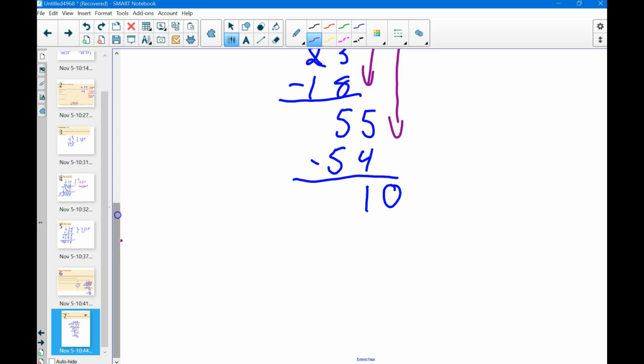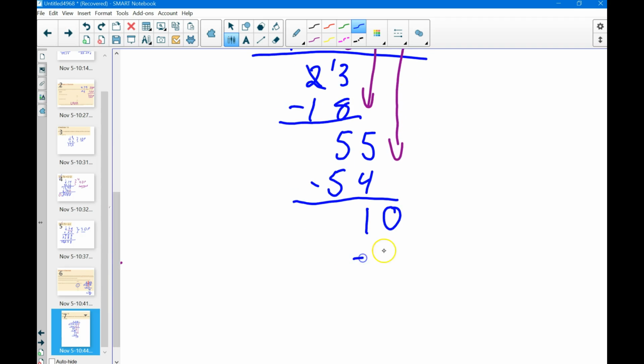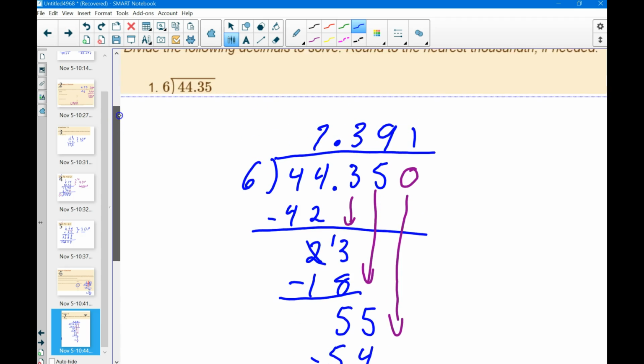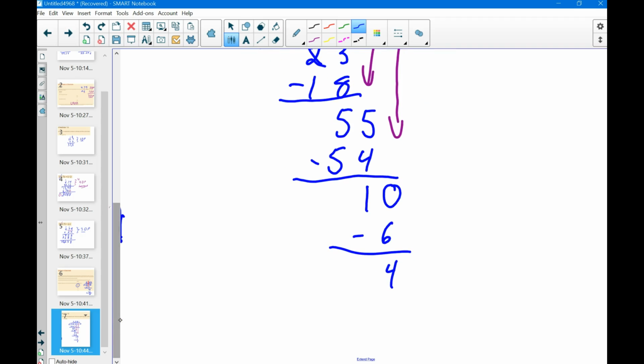6 goes into 10 once. 1, and 10 minus 6 gives us 4. Okay, do the same thing again. We put another 0 up here and we keep on going. And the 0 pops down here. And you'll notice that we have 40 now.